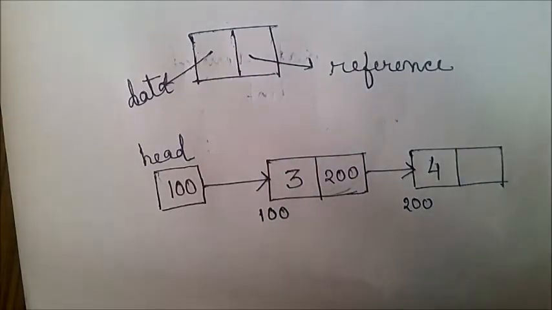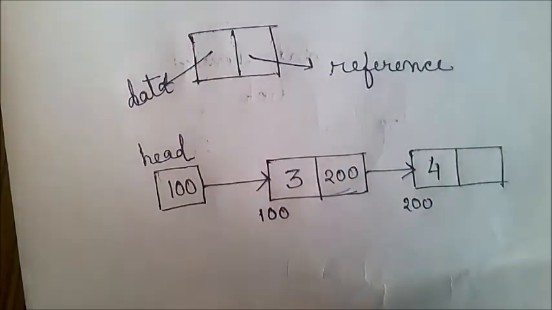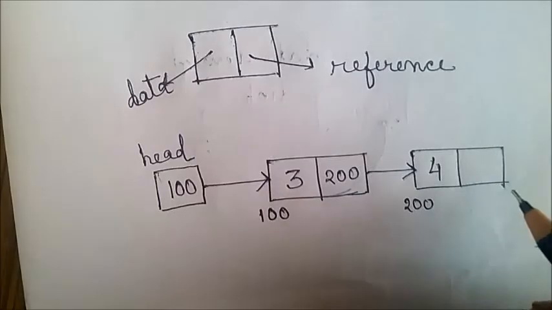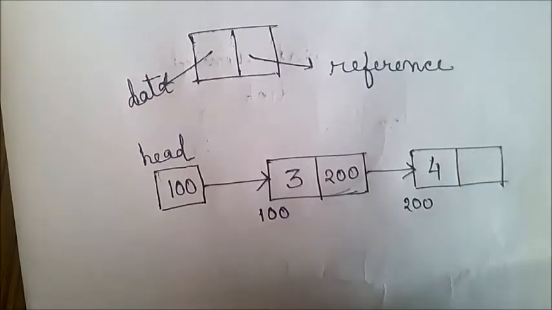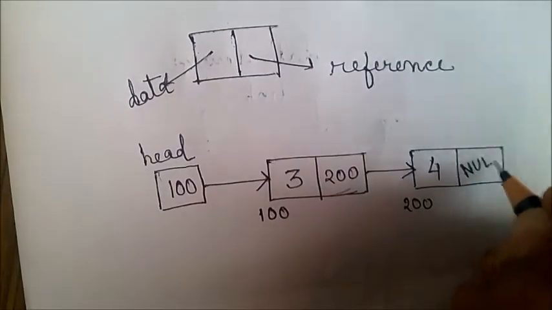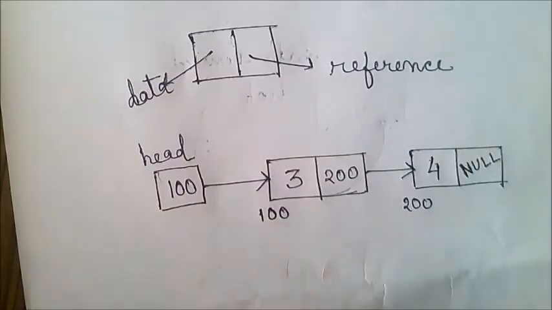If we consider that our linked list consists of only two nodes, the last node's reference part should be null, which means that it does not point to anything else.